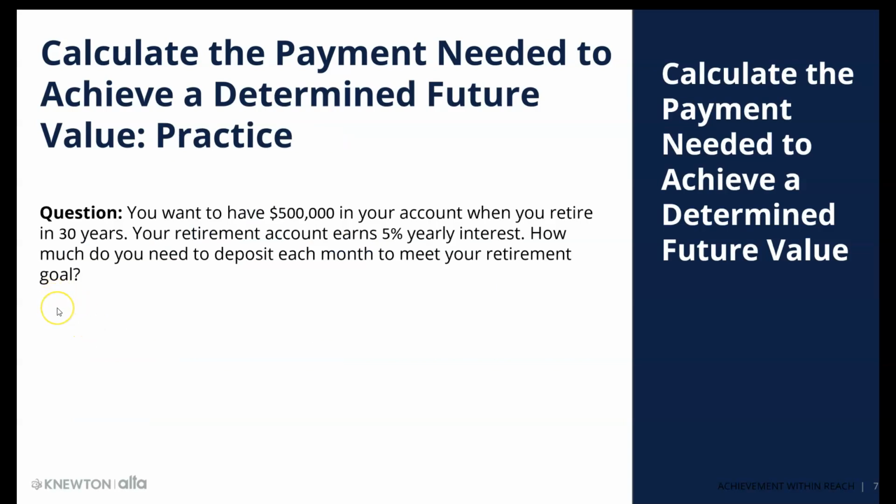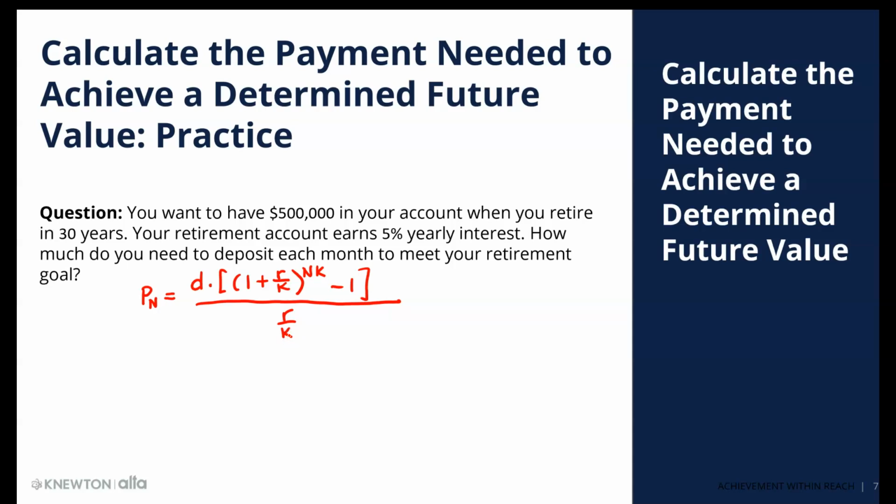So to illustrate how to solve this type of problem, let us consider the following question. You want to have $500,000 in your account when you retire in 30 years. Your retirement account earns 5% yearly interest. How much do you need to deposit each month to meet your retirement goal? So to solve this, we will use the same formula, P sub n equal to D times 1 plus R over K raised to N K minus 1 divided by R over K.